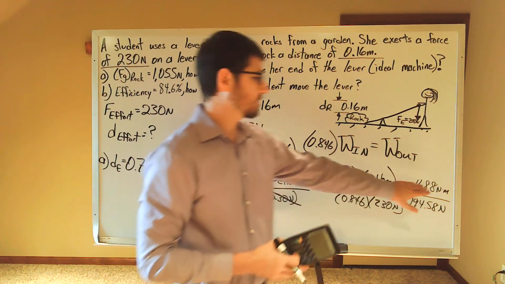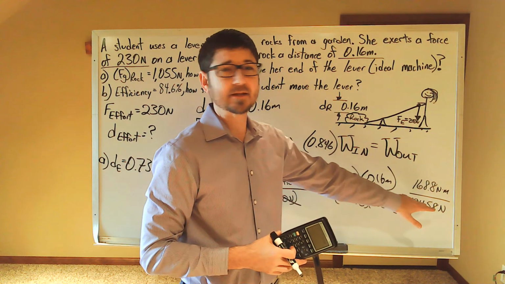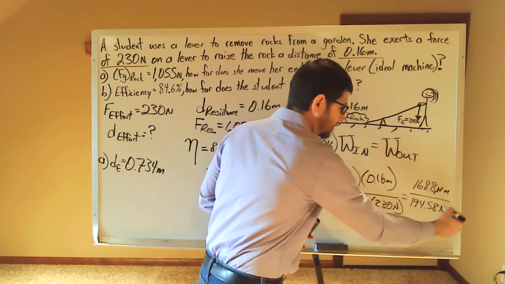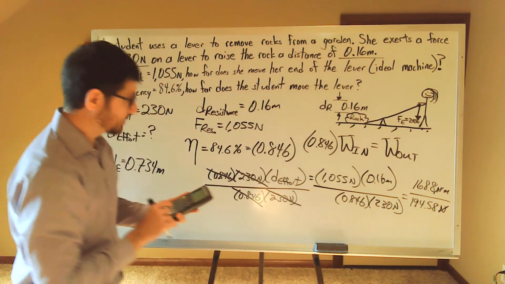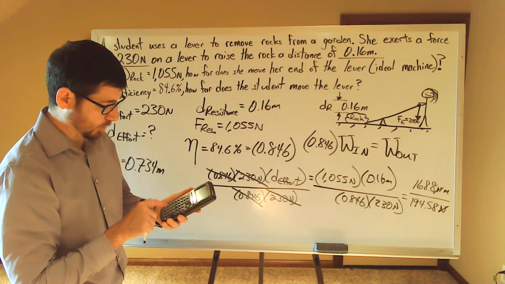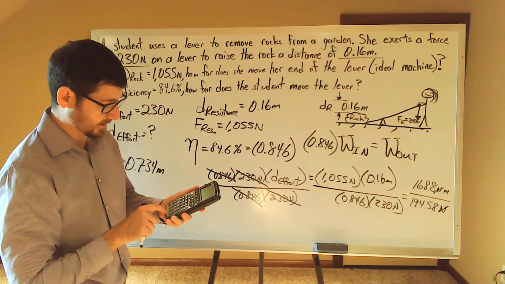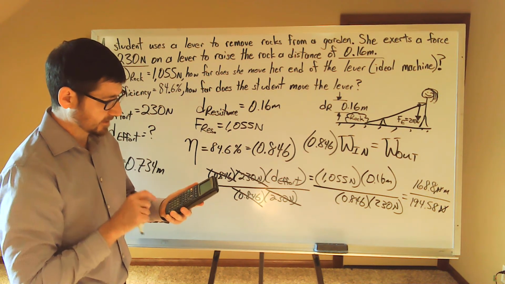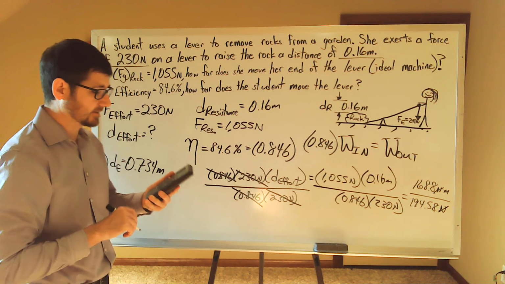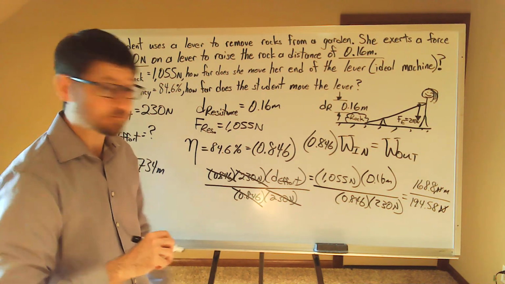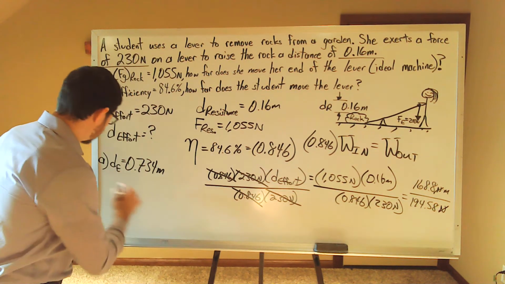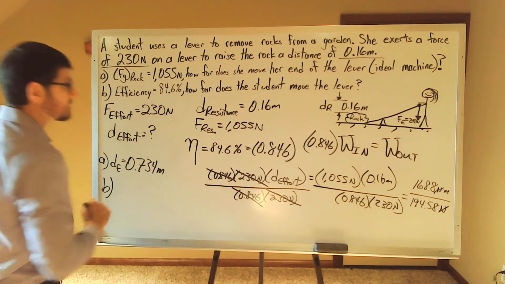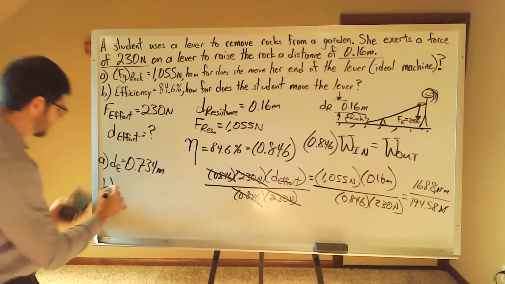So in my numerator, I have units of newtons. In my denominator, I have units of newtons. So that's going to cancel. So 168.8 divided by the 194.58 gives me 0.868 meters. So on part B, how far does the student move the lever?